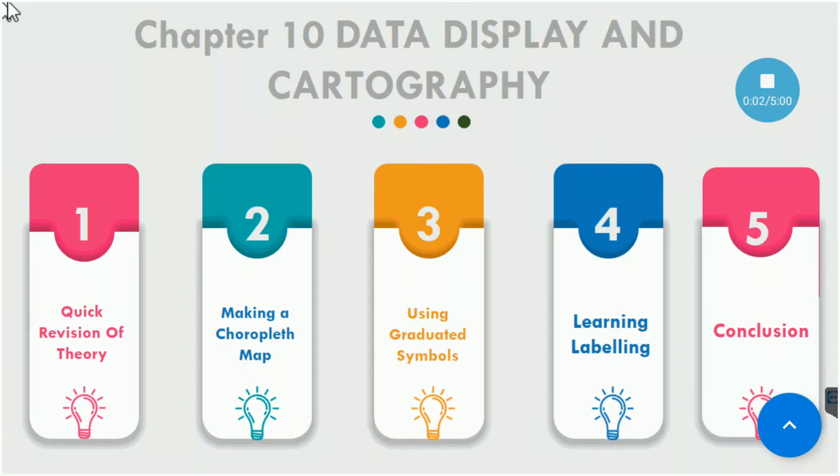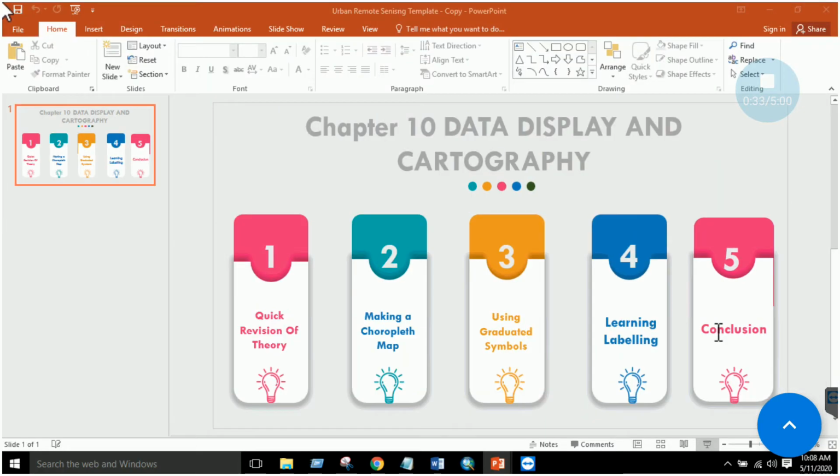Bismillahirrahmanirrahim. We have our lab about data display and cartography. That is basically our lab 10 related to chapter 10 of the Chang book. We will follow a timeline as a quick revision of the chapter theory. Then we will make some maps, a choropleth map, and then we will make some maps using graduated symbols, and then we will be learning how to label the different shapefiles, and then we will finally conclude our lab.